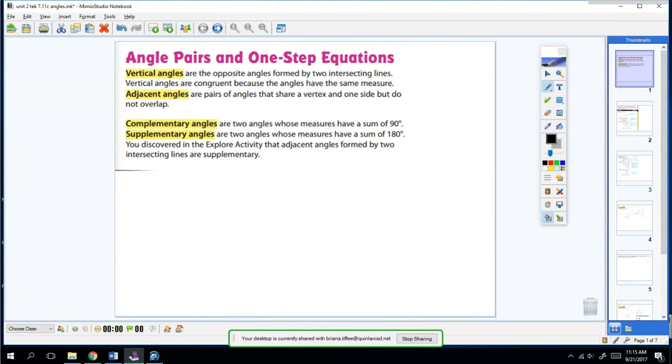Adjacent angles are pairs of angles that share a vertex and a side but do not overlap. These are the biggest vocab words we're going to learn: complementary and supplementary. And you should have heard these before in previous years.